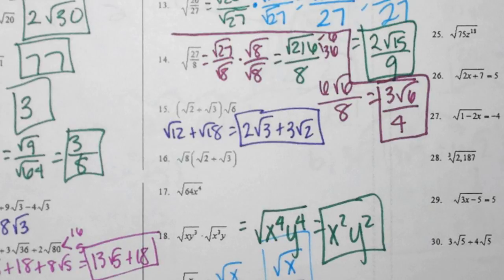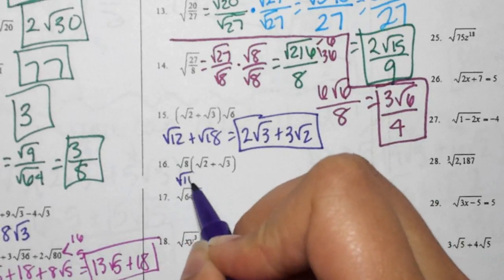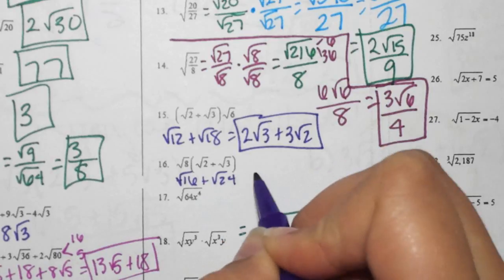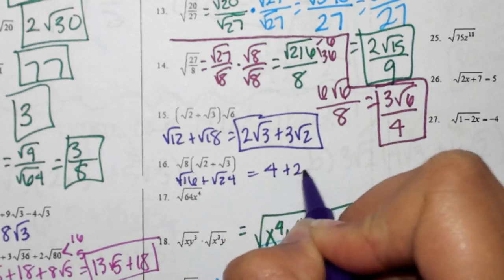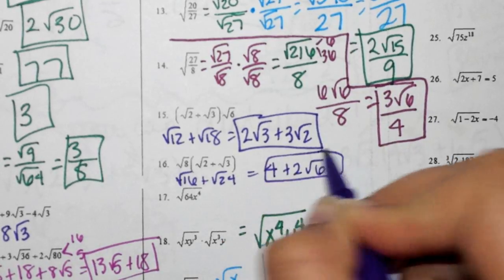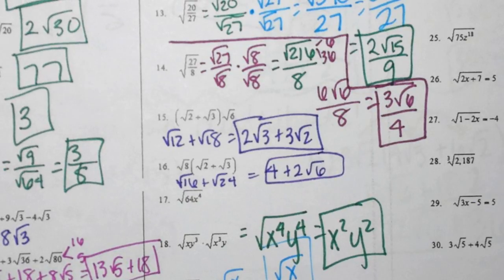Alright, so then for 18, you get root 16 plus root 24, which gives you 4 plus 2 root 6. Did anybody get that one right? One person in the whole class? Good job. 2 people.